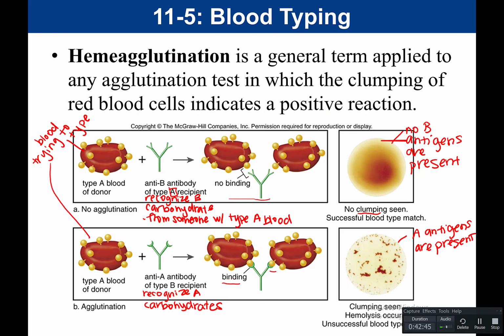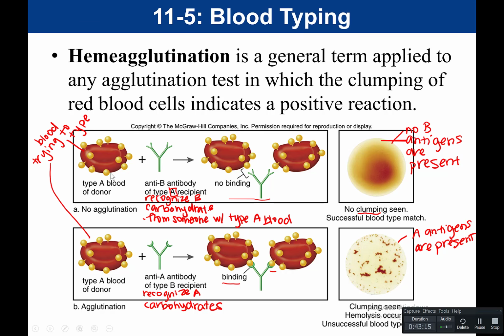For this slide, you want to understand what a hemagglutination is. This is where we get agglutination, or clumping, of red blood cells. In this one, we are now doing something different than the slide before. For this one, we're trying to determine the blood type of a particular person. So this is the blood we're trying to type.